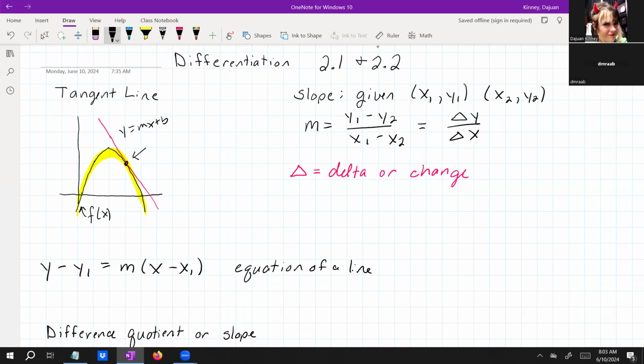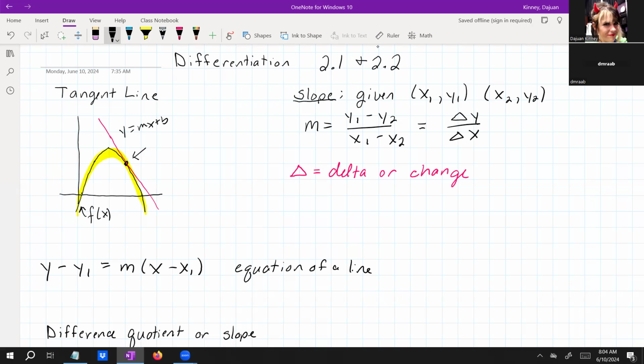So if I want the slope of the line here, I just pick a point on the line and draw a tangent line. It's a line that touches our graph there. We're going to dig into those a little more as we go.